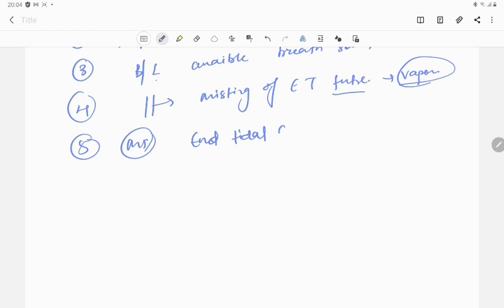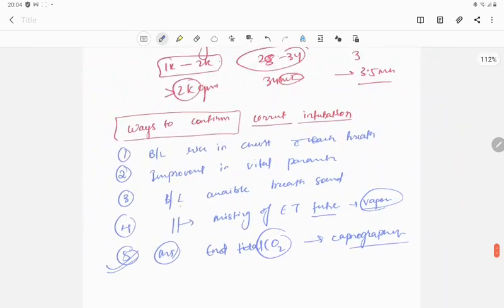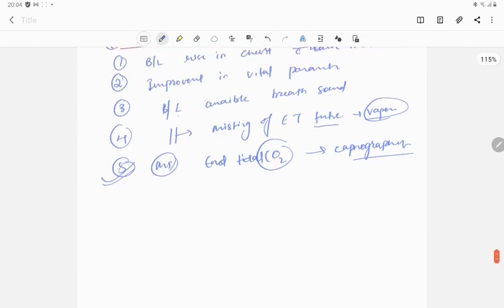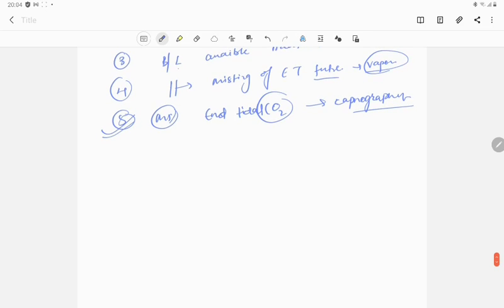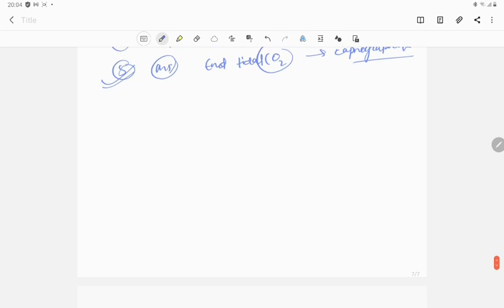end-tidal carbon dioxide, EtCO2, also called capnography, right? It is the most accurate method to confirm that the ET tube has actually gone into the trachea and not into the esophagus, right?